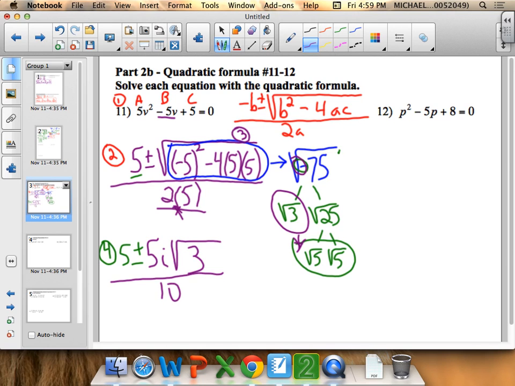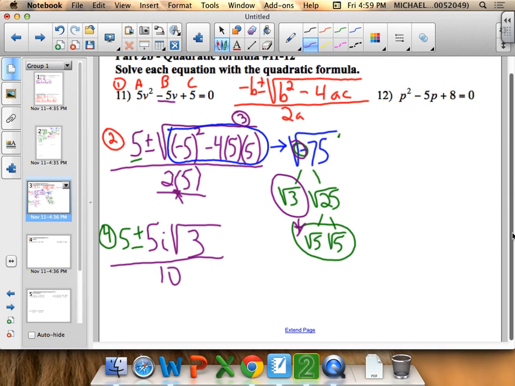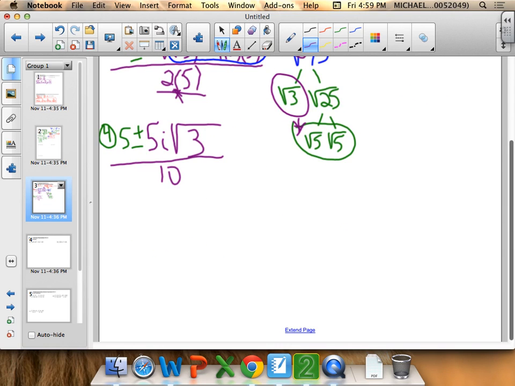Now, at this point, there could be a couple different situations that occur. If all these were whole numbers, then I would actually have to do the math: 5 plus the whole number divided by 10, 5 minus the whole number divided by 10. But they are not all whole numbers because they have that radical still there. But I see this 5, I see this 5, and I see this 10. All three numbers have a factor in common.